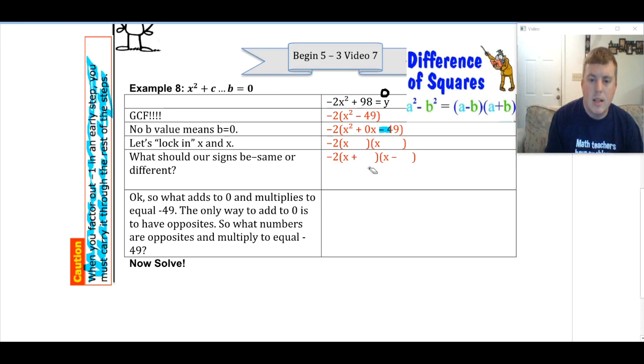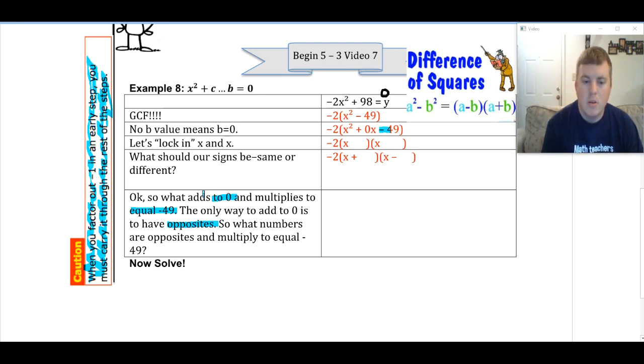It really doesn't necessarily matter if you put the plus in the front set of parentheses or the minus in this first set, as long as you have one of each. Now here's where we again have to do some critical thinking. We want to know what is going to add together to give us 0 and multiply to equal negative 49. Now the only way that we can add two numbers together and get 0 is for them to be opposites. One's going to have to be a positive of the same number as the other one is negative.